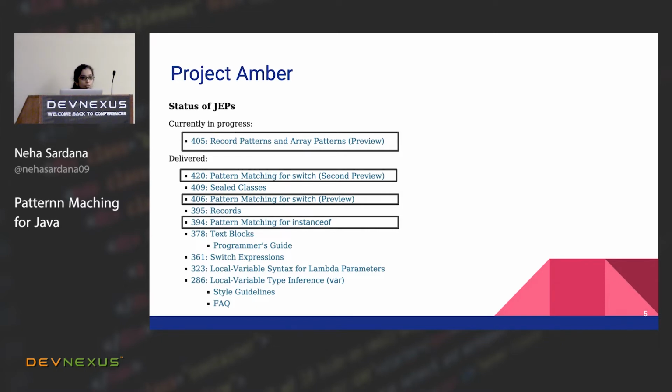Mind you, preview features are introduced by Oracle to get feedback from users. They are not to be used in production. Don't try to use them in production. If you want to try them out, you have to enable them in your IDE or through the command line. That's how you can use it. It's good to try it and give feedback back to Oracle. That's what they are looking for.